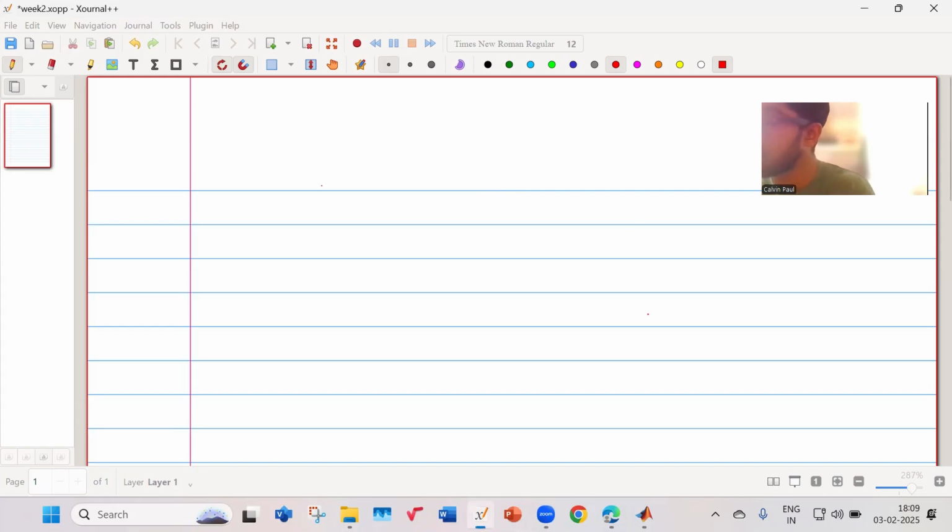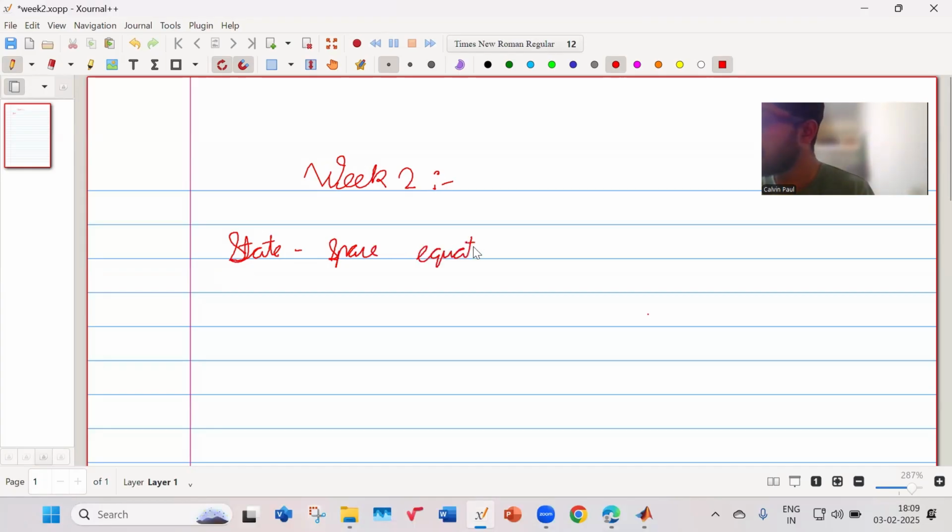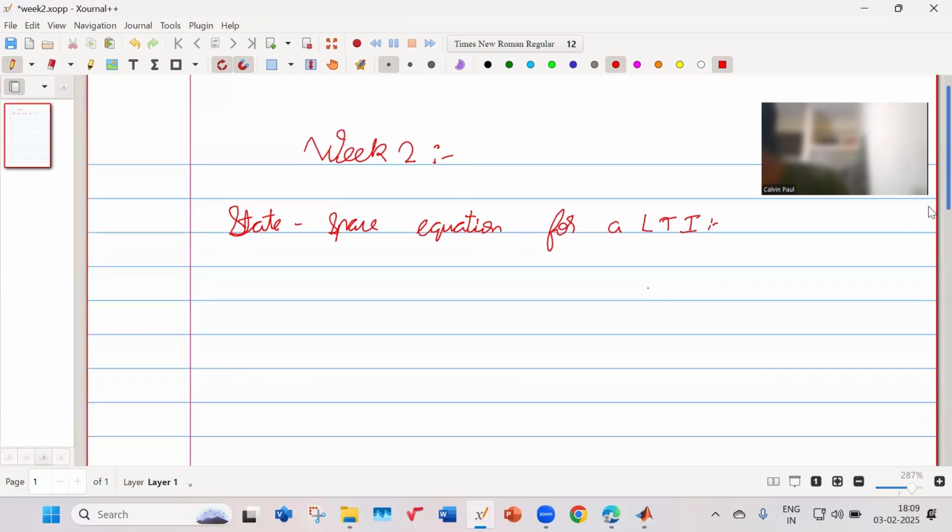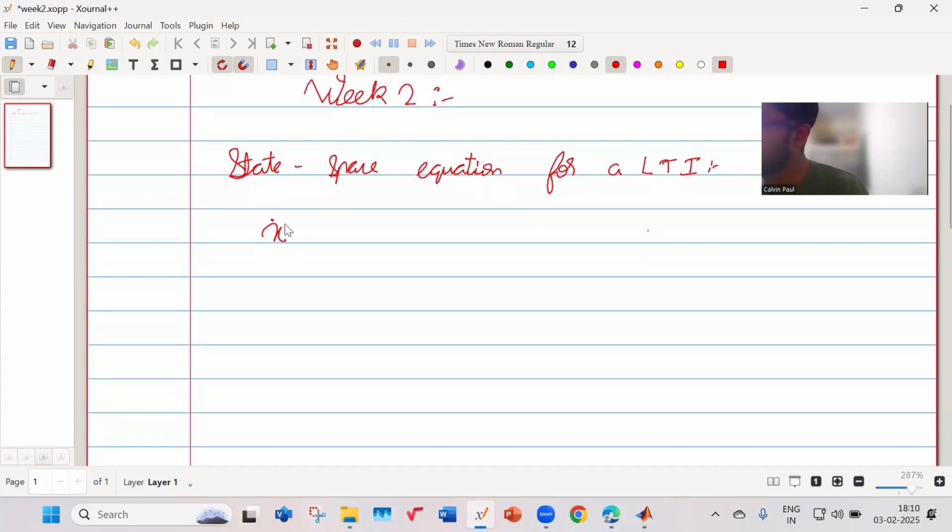So this is the week two course, and we will first see, we know what is the state space equation for a linear time invariant system. So that is given by this: x dot is equal to ax plus bu, y equal to cx plus du. Okay.